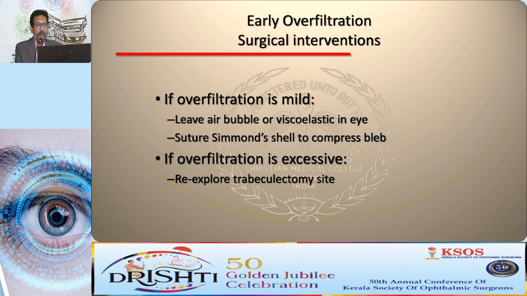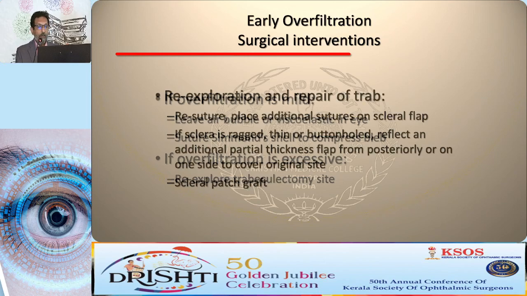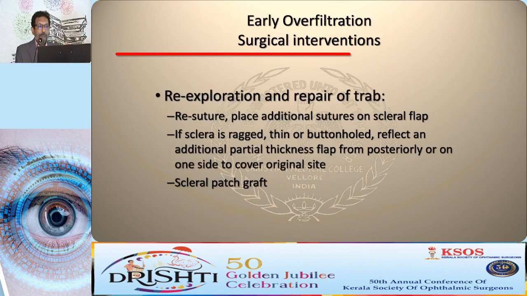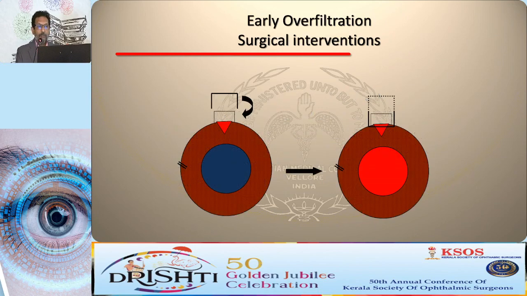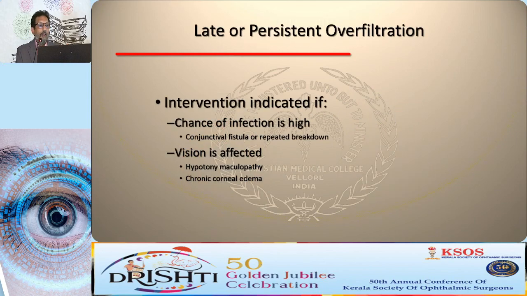The surgical interventions for early overfiltration would be to first leave an air bubble or viscoelastic in the eye and suture a Simmons shell. And if that doesn't work, you have to re-explore. Re-explore means resuturing, placing additional sutures on the sclera, etc., or eventually going for a scleral patch graft. You can patch the sclera with a reflected flap of sclera like this.